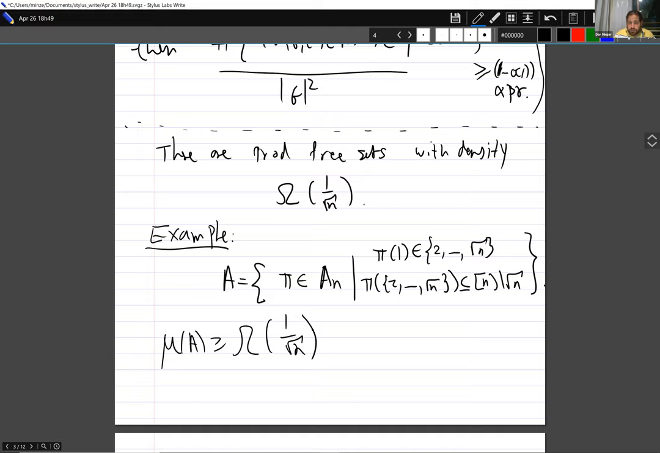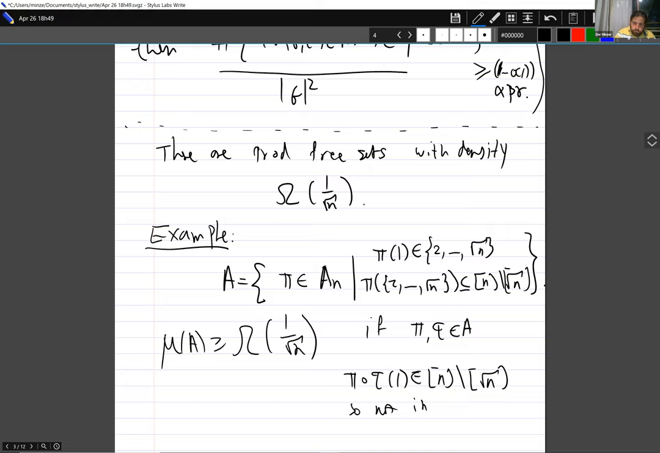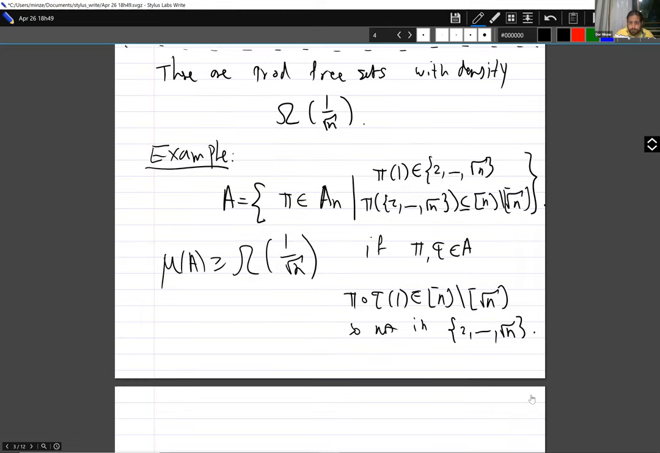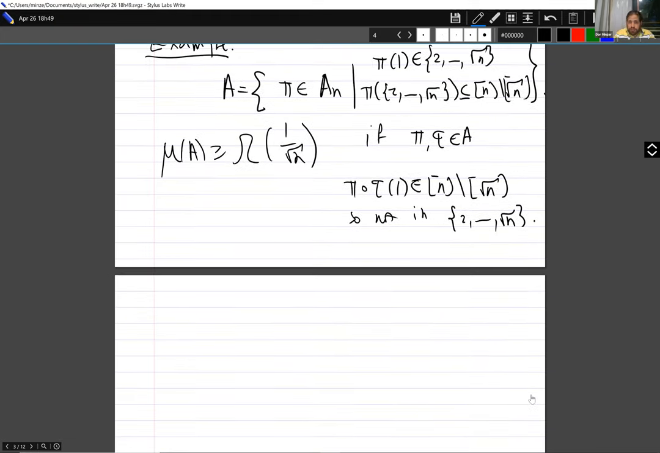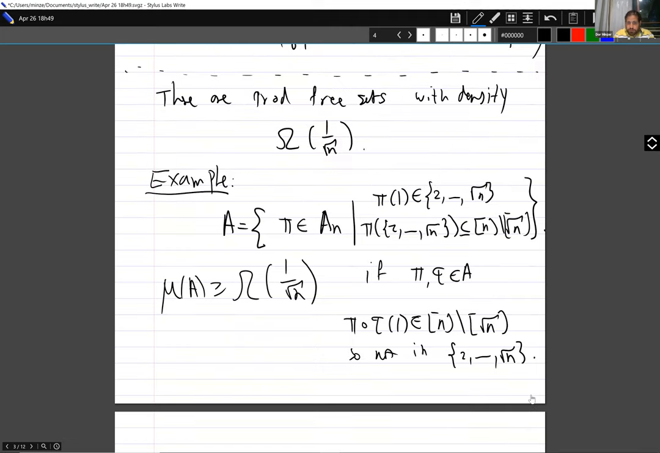And you can easily see that A is product free, because if you have pi and tau in A, then you know that pi of tau of one is something not in the first square root of n elements. So yeah. Okay. So this is the state of knowledge prior to our work, and I will tell you our result, unless there are any questions about this example or anything that I said so far.